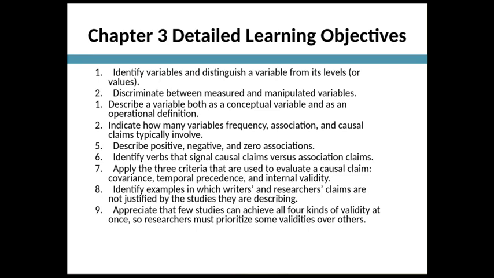These are called covariance, temporal precedence, and internal validity. We will identify examples in which writers' and researchers' claims are not necessarily justified by the studies they're describing, because we want to make sure to be good producers of research by being good consumers of research and understanding it. And we will appreciate that very few studies can actually achieve all four types of validity at once. And so we either don't need all four types, or sometimes we have to prioritize some validities over others.